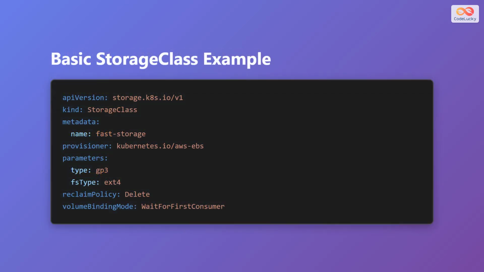Here's a practical example of a storage class definition. The API version is storage.k8s.io/v1, and the kind is storage class. We give it a name, in this case fast-storage. The provisioner field specifies kubernetes.io/aws-ebs, which tells Kubernetes to use Amazon Elastic Block Store. Under parameters, we specify the volume type as GP3 and the file system type as ext4. The reclaim policy is set to delete, meaning the volume will be removed when no longer needed. The volume binding mode is set to wait for first consumer, which delays provisioning until a pod actually needs the storage.